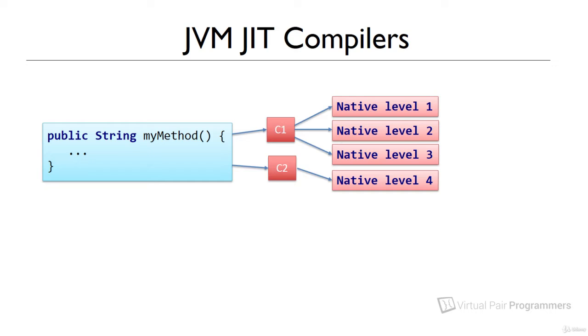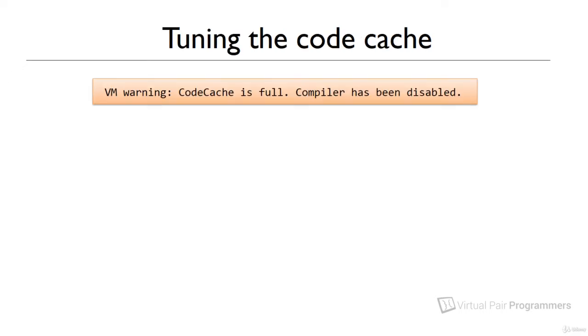Now, when this happens, the default code cache size might not be sufficient, and increasing the size of the code cache can lead to an improvement in our application's performance. Now, if that happens, you might see the following warning message appear in the console of your application. The warning message is: code cache is full, compiler has been disabled.